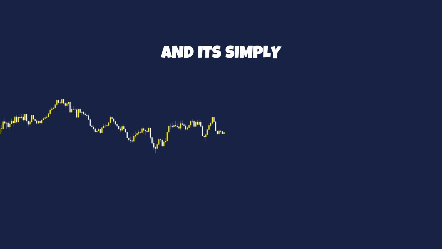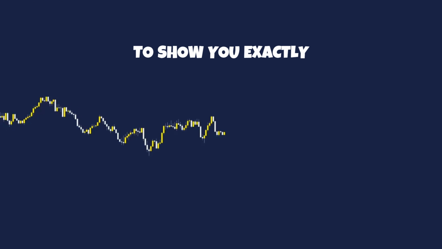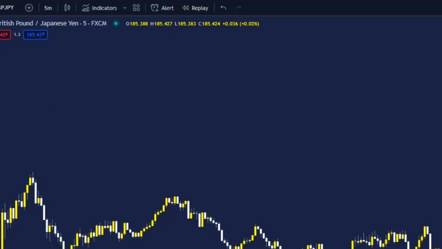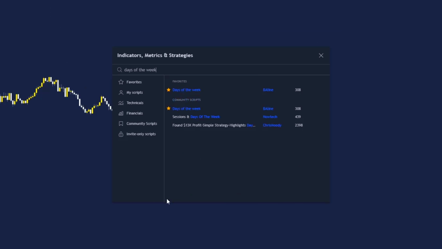So the very first indicator that we are going to add is a days of the week indicator. And it's simply just a visual aid to show you exactly where we need to be doing what we need to be doing. So go up to indicators at the top, type in days of the week, and I just like to use this one right here by BA Lane. Add that one to your chart and leave all of the settings the same.